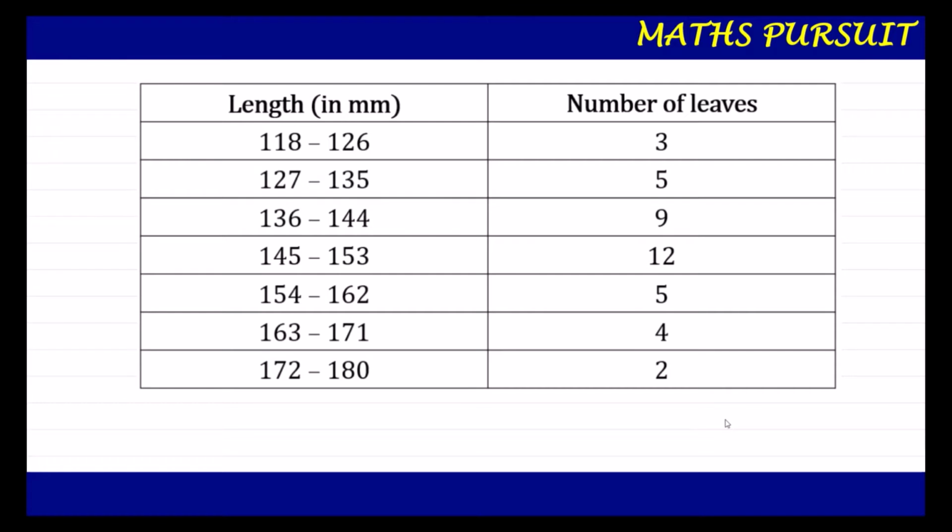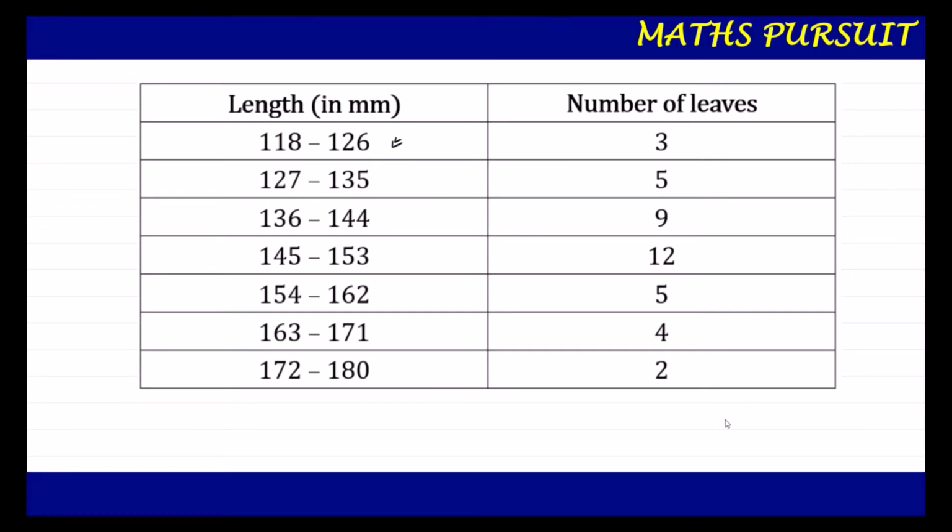If we get data in this way, we need to convert the data into continuous classes, or classes having a lower limit and an upper limit. But here the classes are not continuous. For example, here we have 118 to 126, but the data in the next row starts from 127. If the data had been continuous, the next row should have started with 126. By this time we would have observed how continuous data looks.